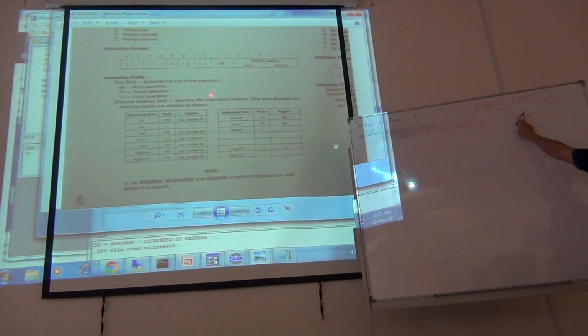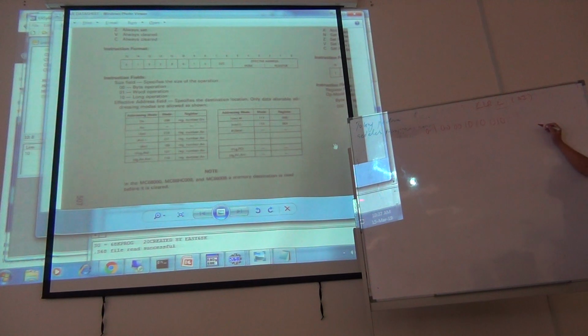So from the table, which one are you going to use? Second one. The first one, third row, right? This is the pattern, bracket address register. So the mode will be 0, 1, 0. And this one is the register number. The register number is 2. So your binary is 0, 1, 0.